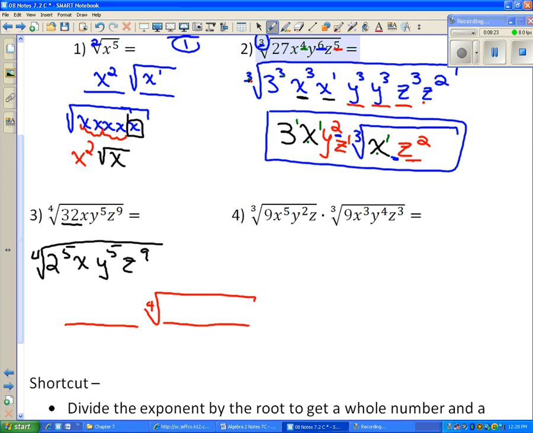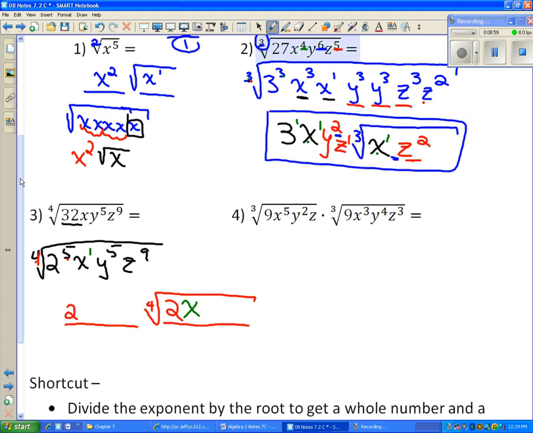2 to the fifth power. So like I said, you take the exponent, divide by the root. 5 divided by 4 is 1, so I get 2 to the first, but that has a remainder of 1, so a 2 stays inside. X, the power is 1. I can't divide 1 by 4 and get whole numbers, so that x to the 1 stays inside. No x's come out.